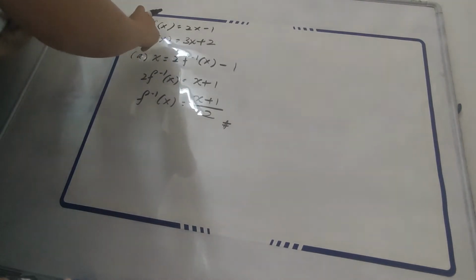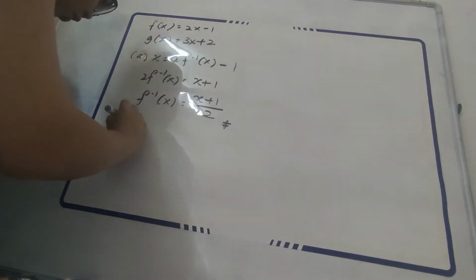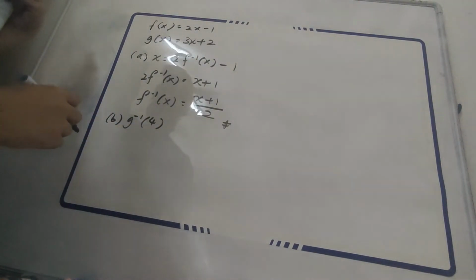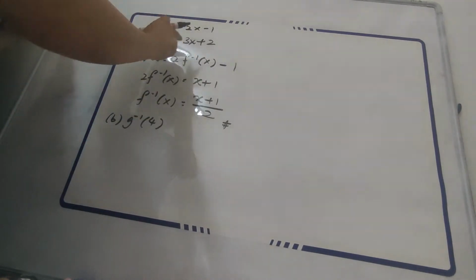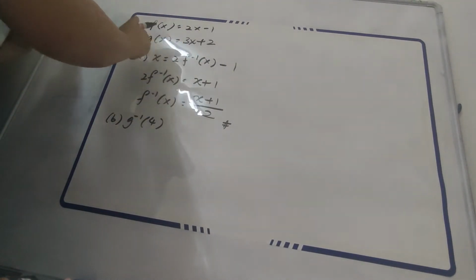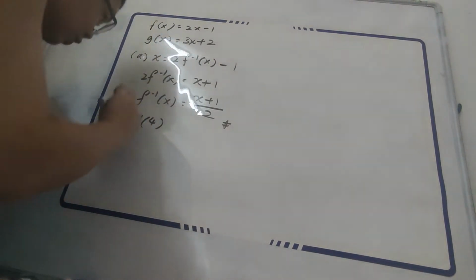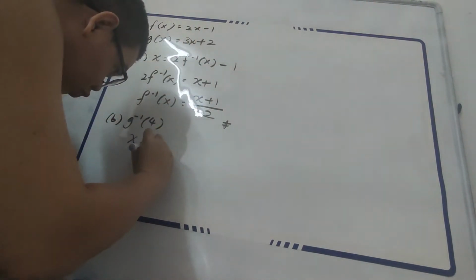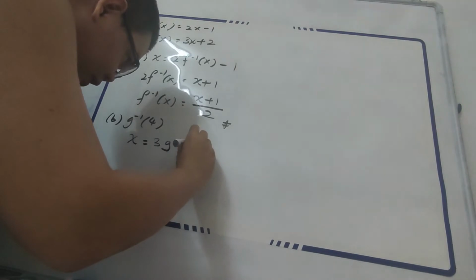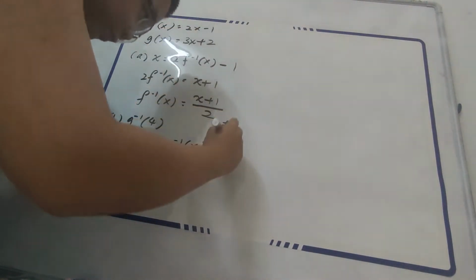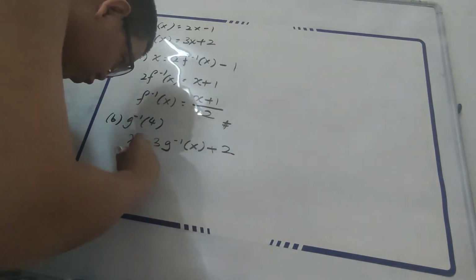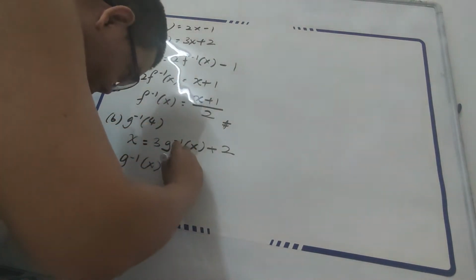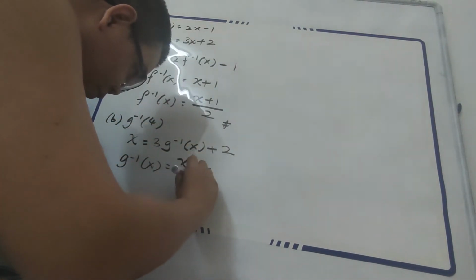For part 2, what is the inverse function of g with x equal to 4? To find this, first you need to find what is the inverse function of g. Same, your g(x) become variable of x, then equals to 3 g minus 1 of x plus 2. So your g minus 1 of x is equal to x minus 2 divided by 3.